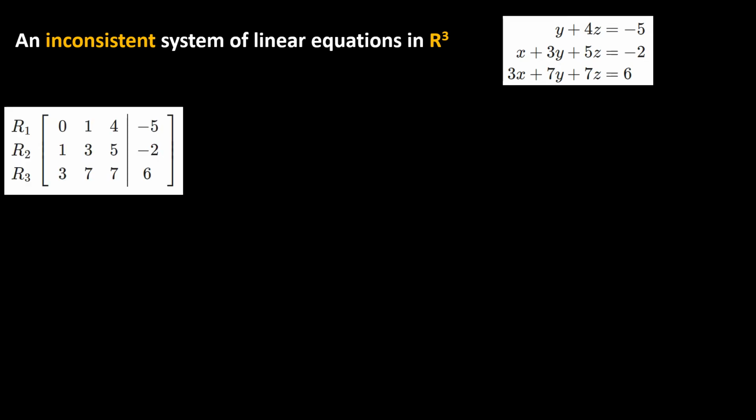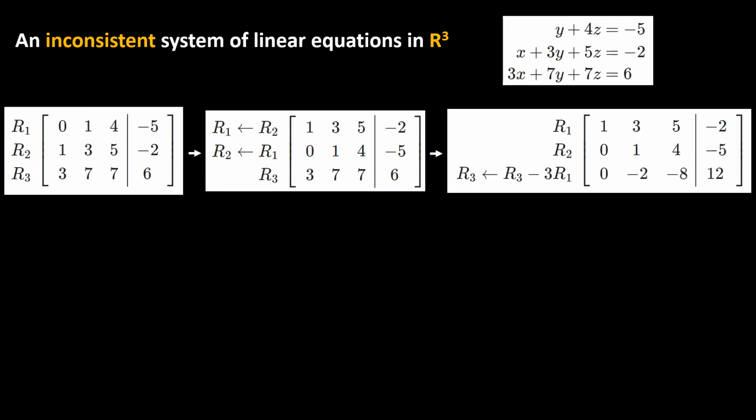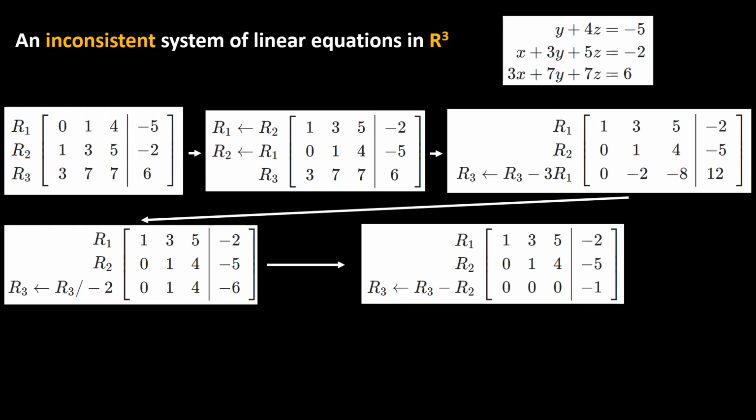To do that, we first create the augmented matrix. Then we swap the first row and the second row because we have 0 in the first row when we start with the augmented matrix. Now we subtract 3 times R1 from R3 to make the first element 0 in the third line. Then we scale by -1/2 to get this line, and subtract R2 from R3 to get the last line.